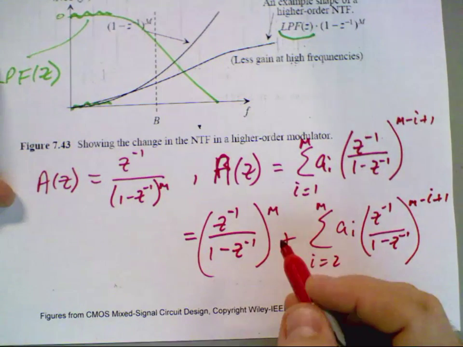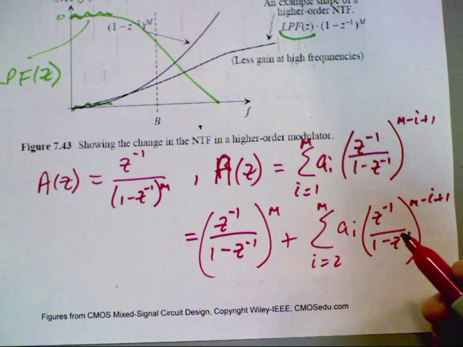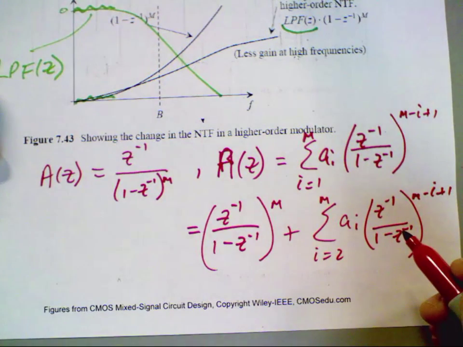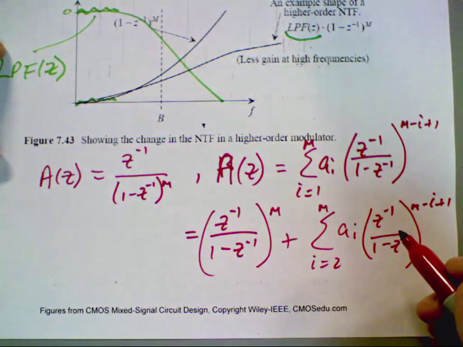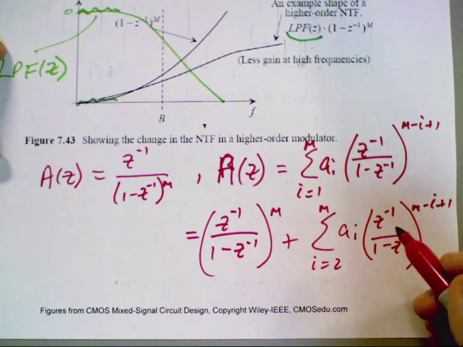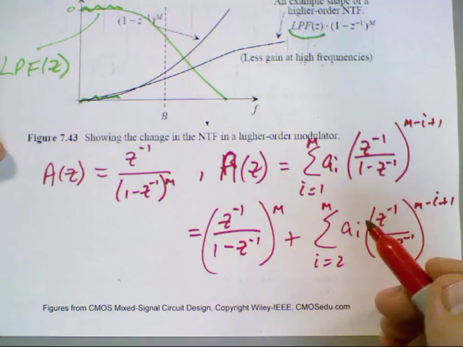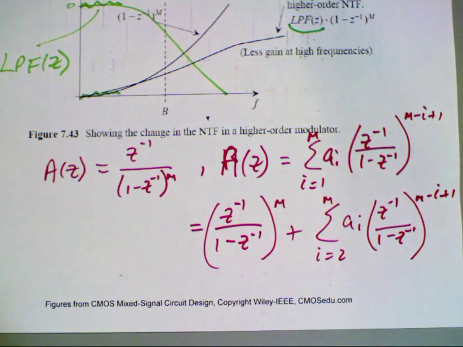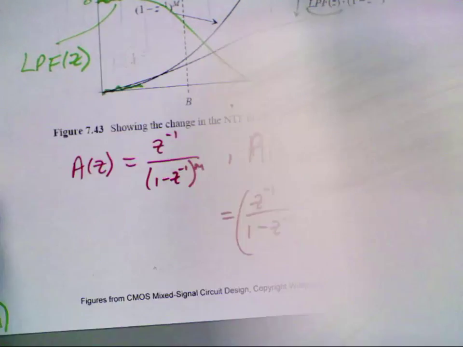Or whoops, I got a mistake here. Yeah, I was assuming A1 is 1, but then it doesn't work out, because if A1 is 1, I still am using delaying integrators in all of these. I'm getting off topic here from my point.